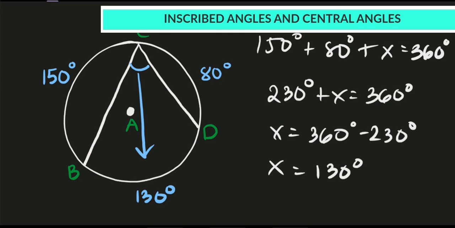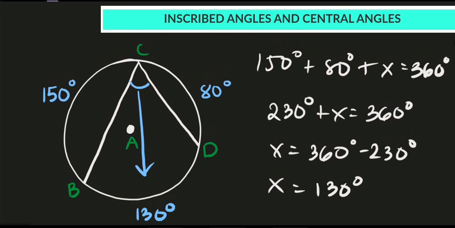Therefore, if you want to solve for the value of angle C, divide this 130 degrees by 2, since that is an inscribed angle. Therefore, the value of angle C is equal to 130 divided by 2, that is equal to 65 degrees. So our final answer is 65 degrees.